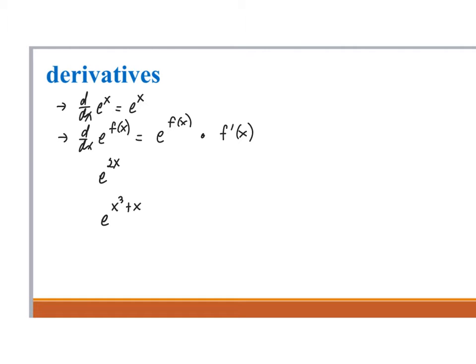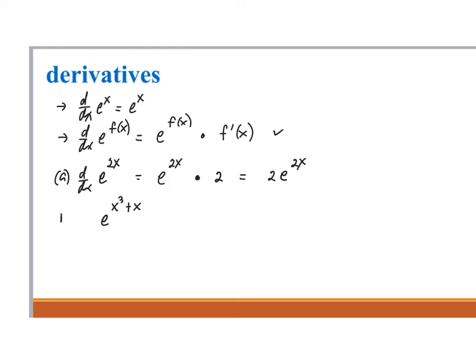So if we use this as our first example, the derivative of e to the power of 2x will then be, using this formula, we just copy e to the power of 2x and then multiply it by the derivative of 2x, which is 2, and then just rewrite it as 2e to the power of 2x.